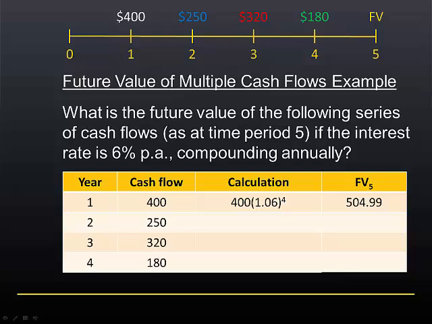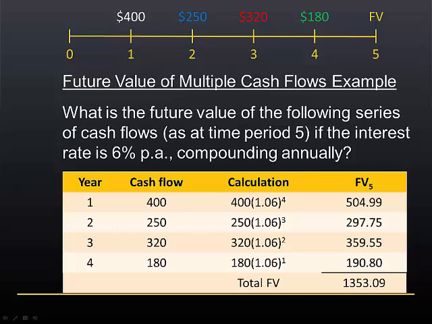The answer is $504.99. We multiply the $400 by 1 plus the interest rate to the power of 4, because as you can see from the timeline, we are moving that cash flow 4 periods to the right. What about the second cash flow, $250 at time period 2? We need to move that 3 periods to the right. So we need to multiply by 1 plus the interest rate to the power of 3. See if you can work out the answer to that.